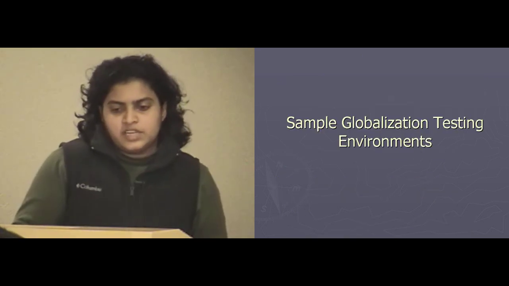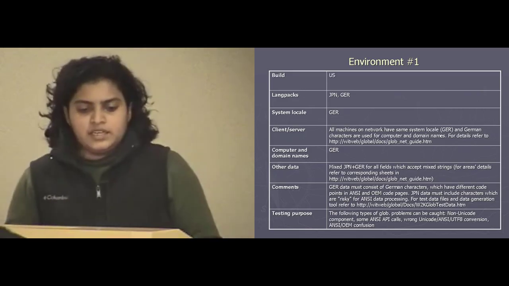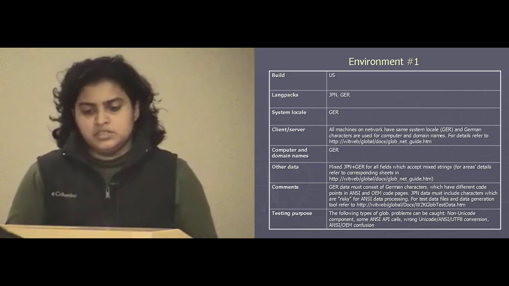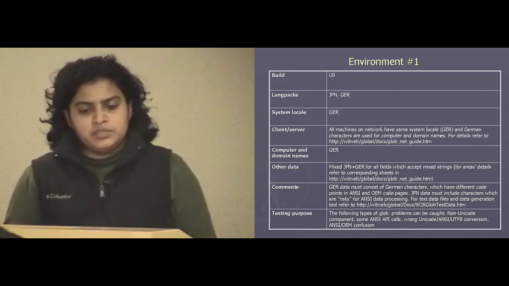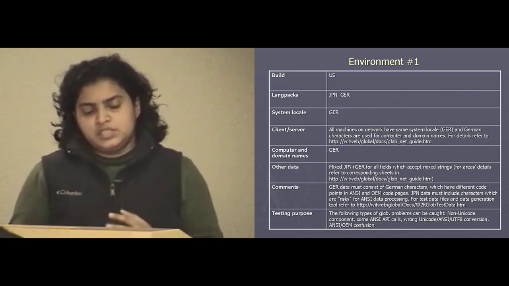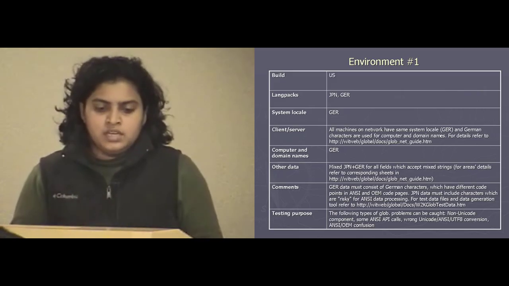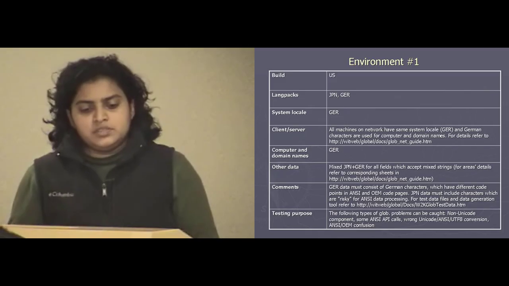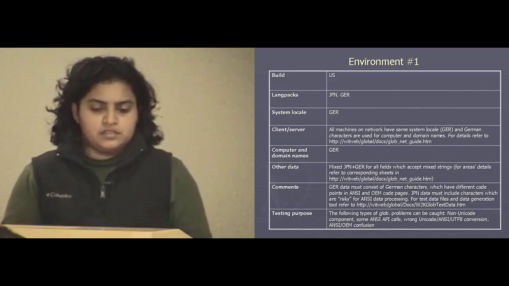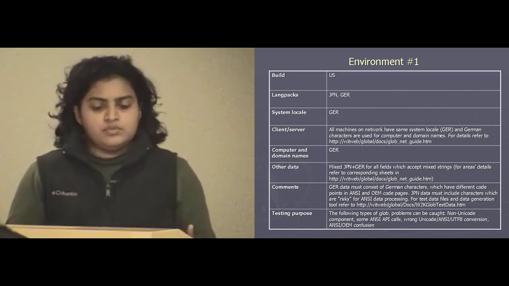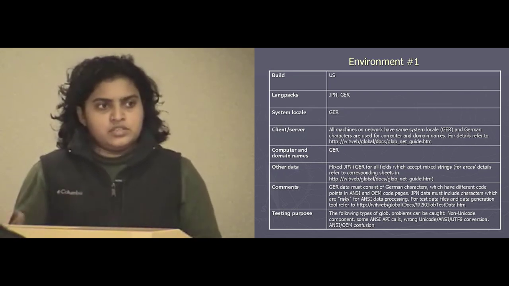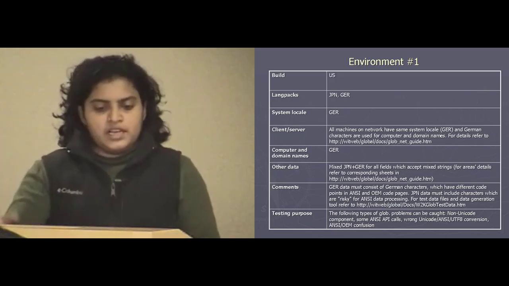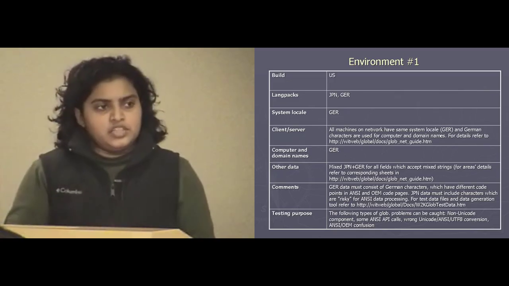Now these are a couple of sample globalization test environments. This is a client-server test environment where all the machines on the network have the system locale as German, and all machines have both Japanese and German language packs installed, which means the machines can interpret both Japanese and German characters. All the computer and domain names are in German, and the data given for testing consists of a mixture of Japanese and German characters. So for example, if you have a client trying to connect to the server, and the client is inputting data in Japanese, and the server is configured for German, then it should be able to interpret the data correctly.